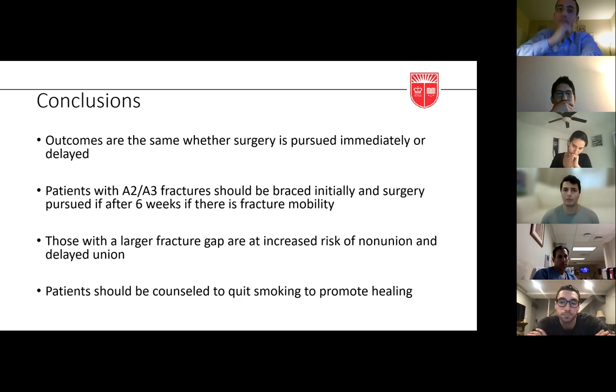And again, the other major finding was that with larger fracture gaps, you're going to be at increased risk of non-union. And they also note that people who are smoking should be counseled to stop smoking in order to promote healing. And that was basically that.